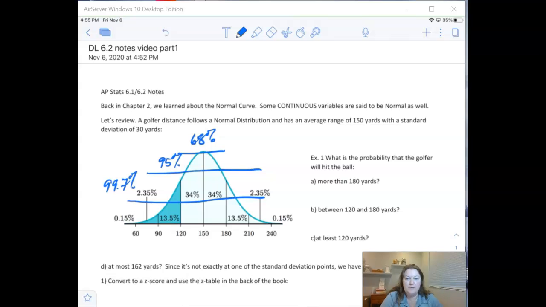So it says, what is the probability that the golfer will hit the ball more than 180 yards? So we're looking at them and trying to say, what is the portion underneath this curve? What's the area underneath this curve? And the area relates to the probability. So then all I have to do is add up 13.5 plus 2.35 plus 0.15%. And if I do that, I should have 16%. Cool. All right, let's go do the next one.